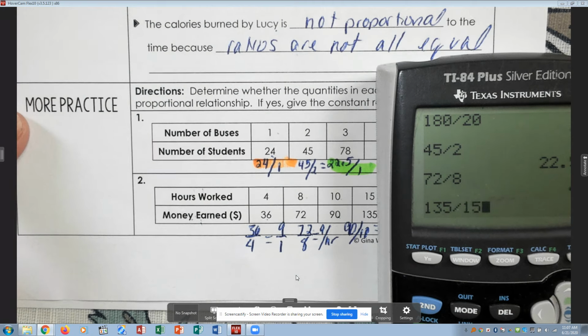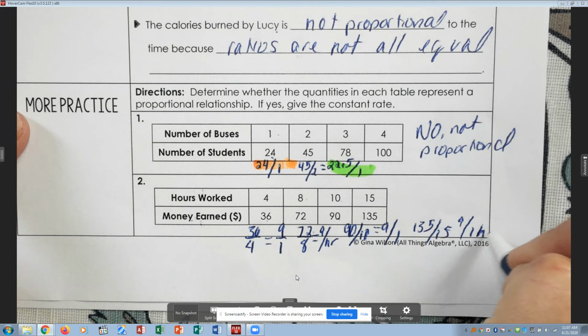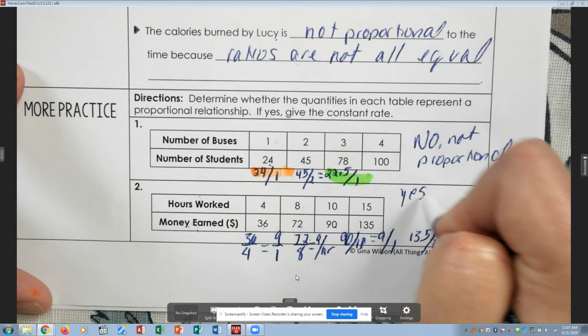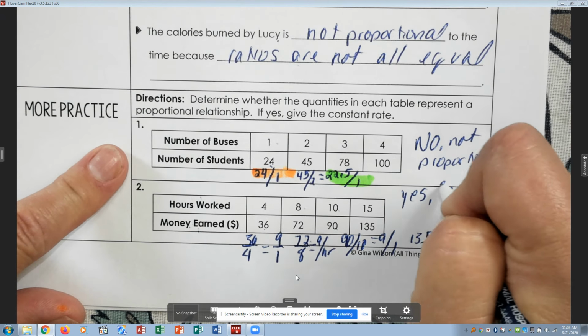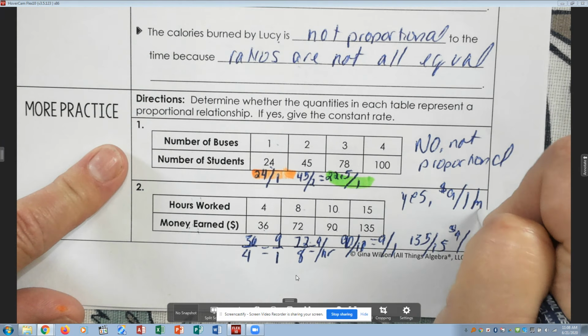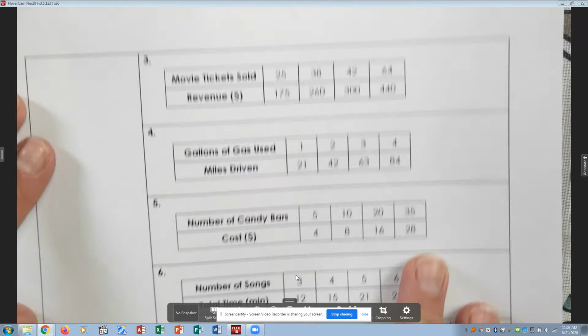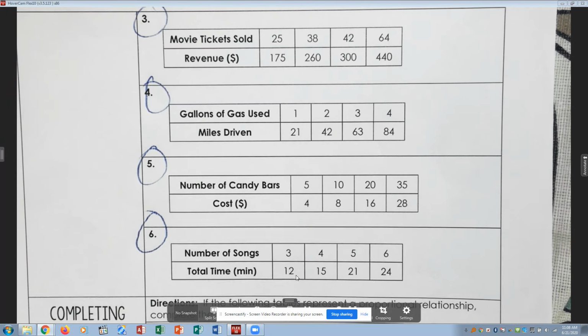Yes, so $9 per hour. Okay. So determine if the quantities are proportional. Yes, they are proportional, and the constant rate is $9 in 1 hour. So what you guys are going to do right now is do 3, 4, 5, and 6. In your Edpuzzle, all you have to do is tell me yes or no, is it proportional? And if so, what is the unit rate? Okay?